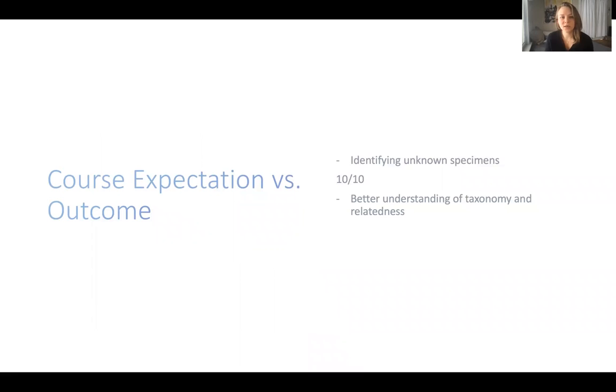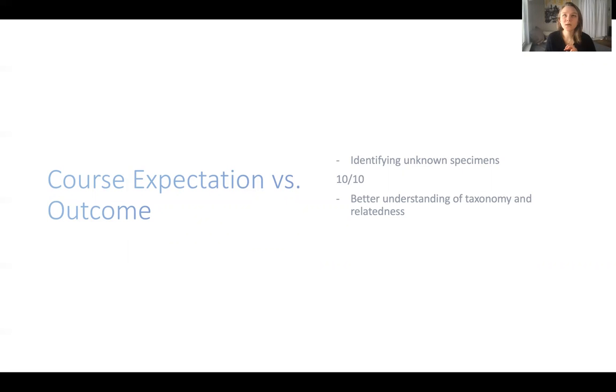So first, to start with my expectations for the course and what I expected to learn and how it turned out. Really, I went into this course wanting to learn just how to identify an unknown plant. And I can actually confidently say that this class taught me how to do that. So I would say 10 out of 10 in this class. I definitely learned what I hoped to.